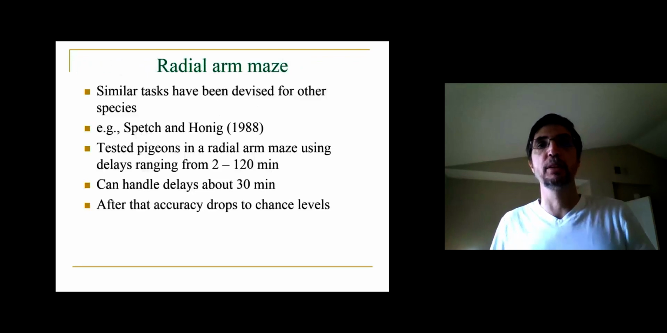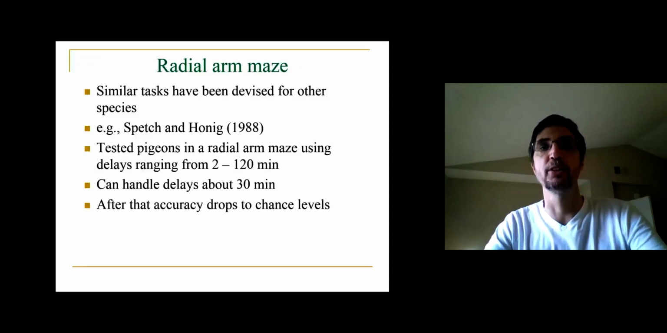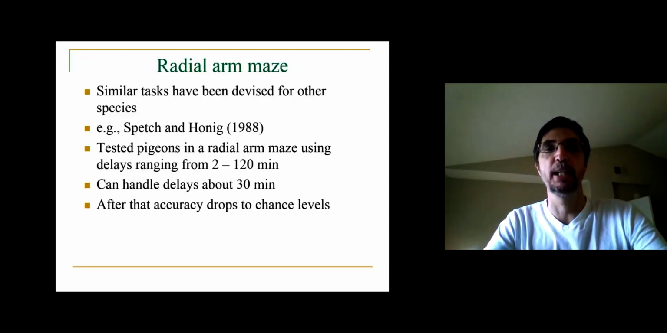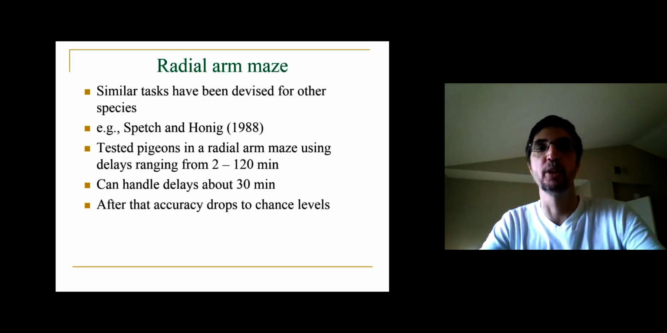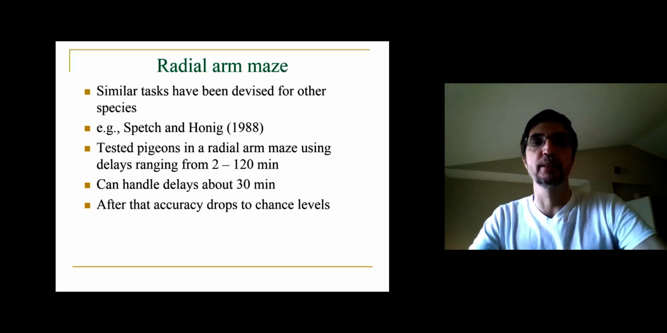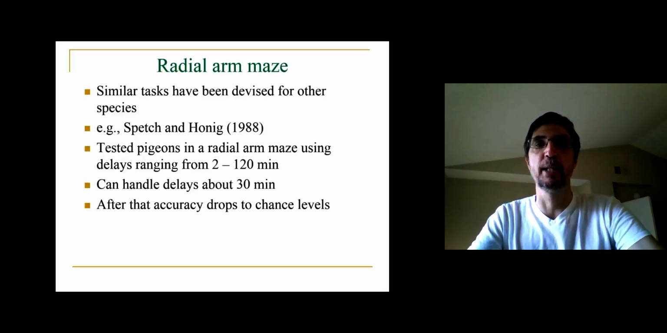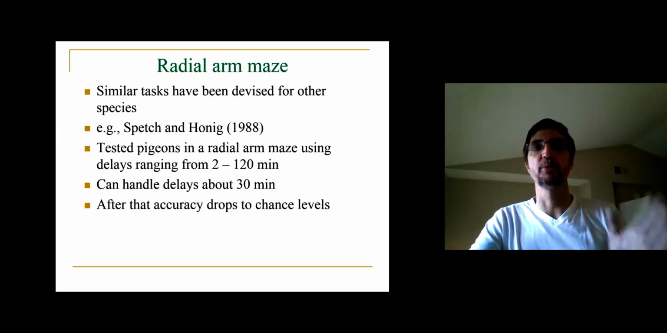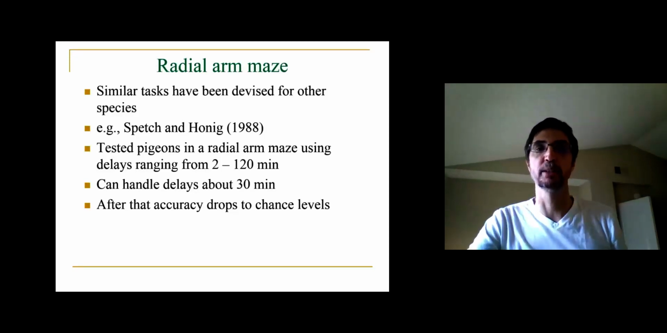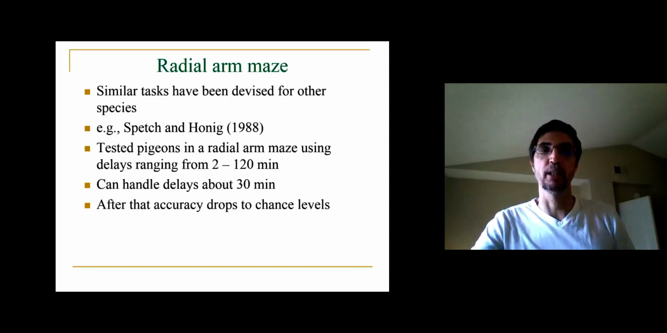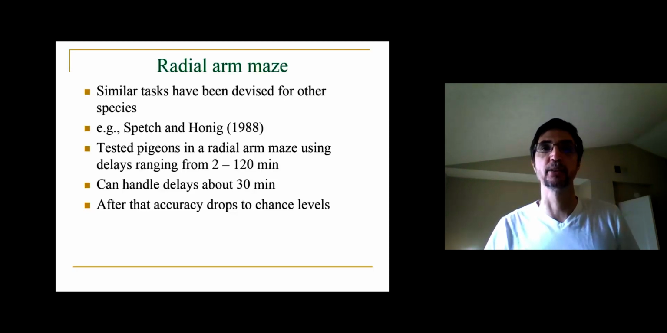Now, similar mazes have been developed for other species. For example, Spetch and Honig developed one for pigeons. They tested pigeons in a similar radial arm maze, and their delays ranged from 2 minutes all the way up to 120 minutes. They found that the pigeons could handle delays of about 30 minutes. After 30 minutes, they started to make a lot of mistakes, and their performance dropped down to chance levels.